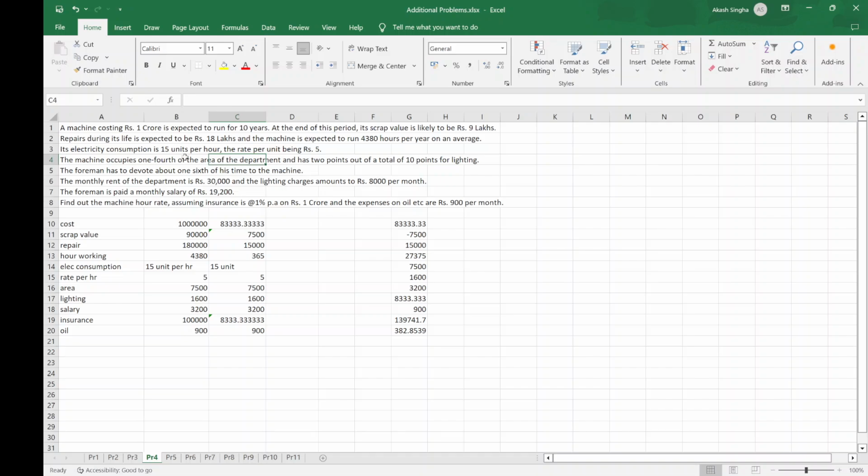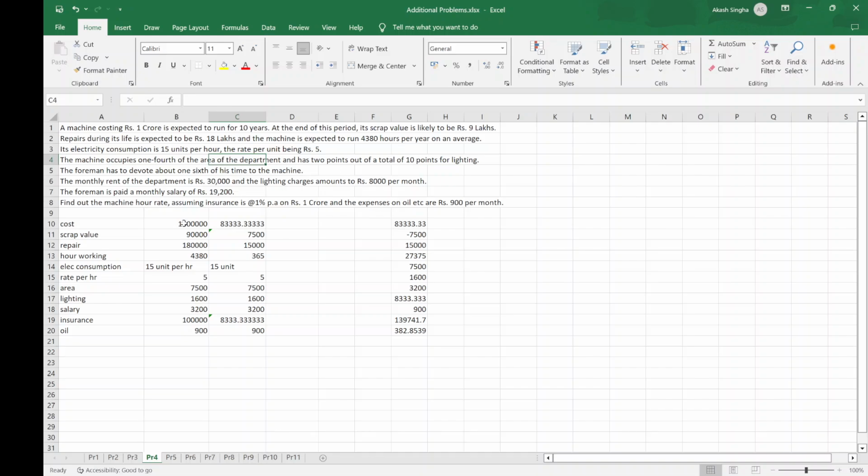The machine occupies one-fourth of the area of the department, which has 2 points out of 10 for lighting. The foreman has devoted about one-sixth of his time to the machine. The monthly rent of the department is 30,000 and the lighting charges are around 8,000 per month. The foreman is paid a monthly salary of rupees 19,200. Assume insurance is 1% per annum of 1 crore, and the expense on oil etc. is rupees 900 per month.